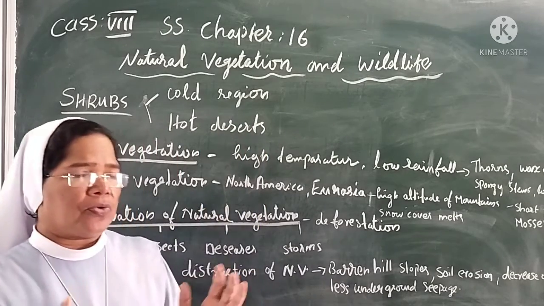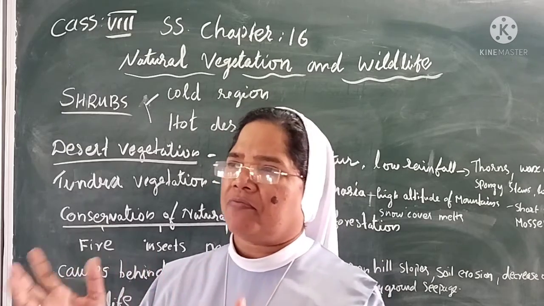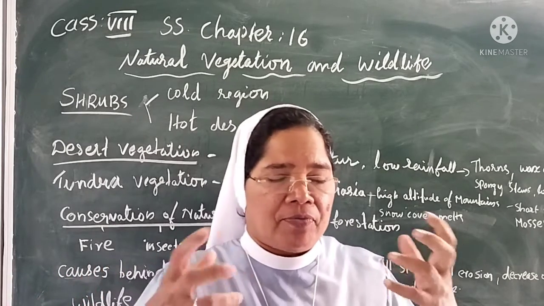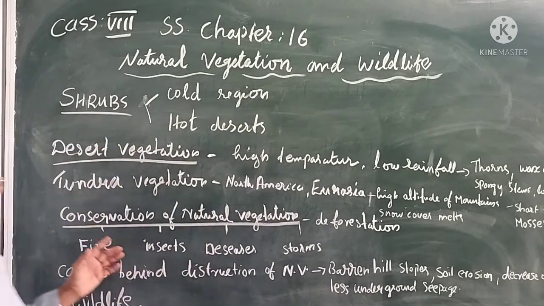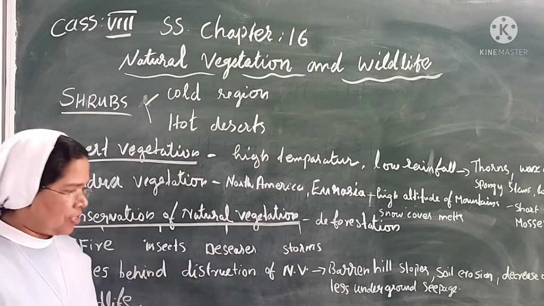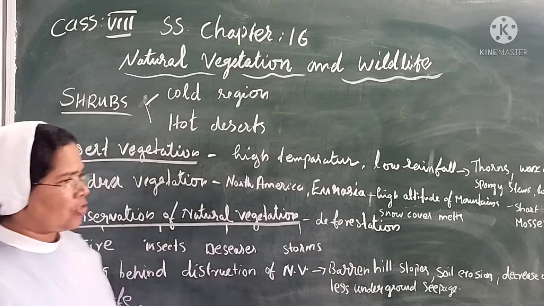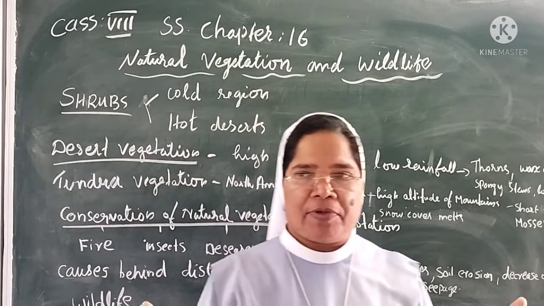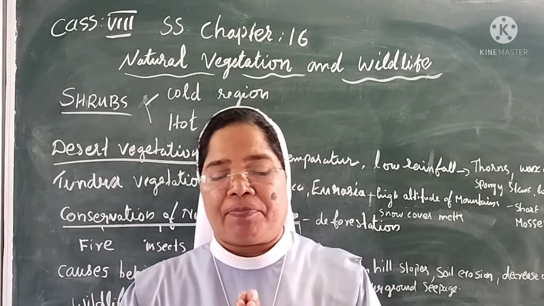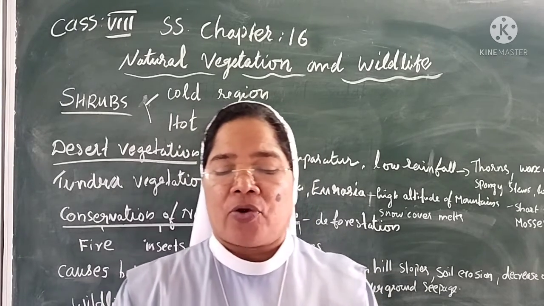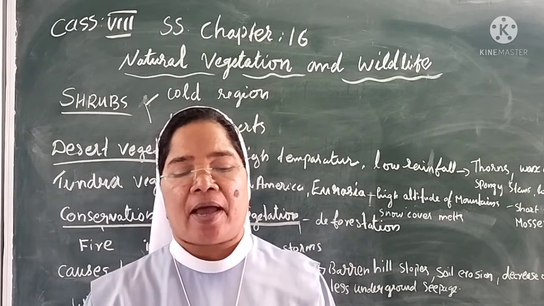Now let us see how to conserve the forest. Maybe you have seen somewhere there is no forest. Conservation of natural vegetation is our duty. If there is no natural vegetation, the birds and other animals cannot live, so we should keep them. Rapidly growing population has put pressure on agriculture, industry and housing.